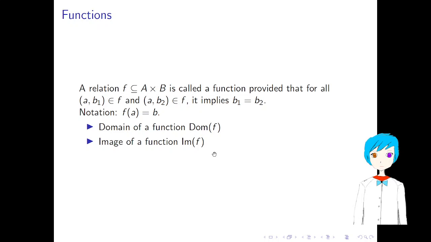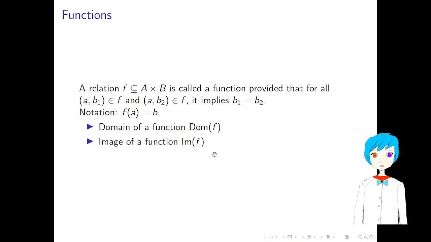Rigorously, we define a function as a relation F between two sets A and B. It is called a function provided that for all (a, b1) in F and (a, b2) in F, it implies b1 equals b2, which means that for one small a in the set capital A, there is only one b that has a relation with a.